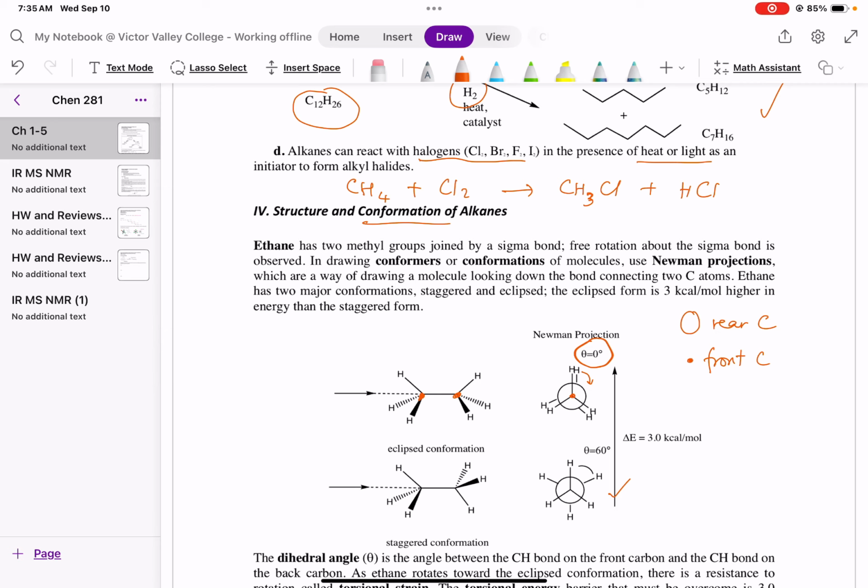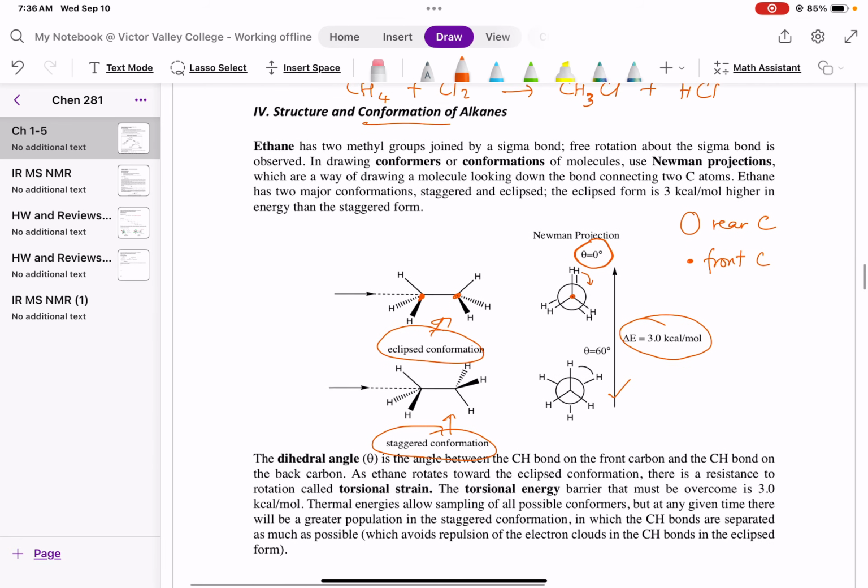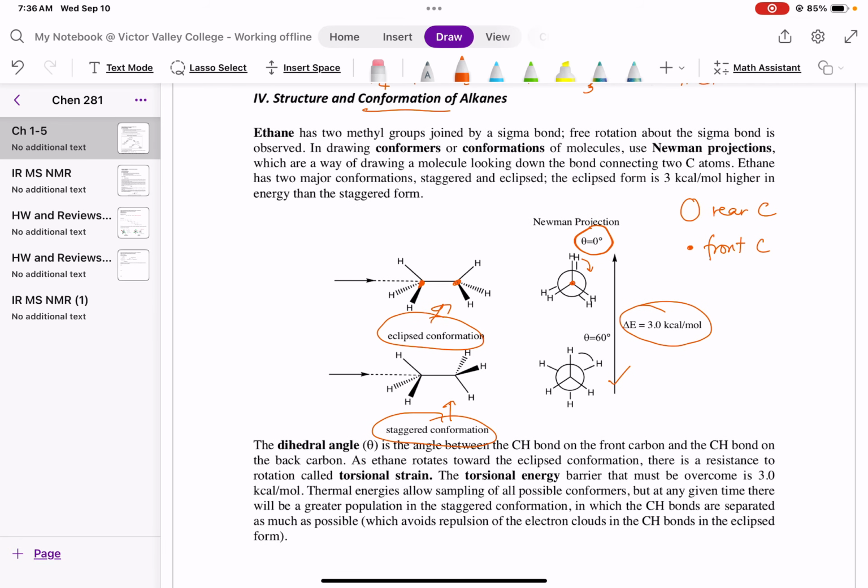And the energy difference is 3 kilocal per mole. And that's called staggered conformations versus eclipsed, the top one, just simply by rotation like that, okay? And these are single bonds, so it's easy to rotate, all right? But the energy difference is still 3 kilocal per mole. That's very significant. All right.